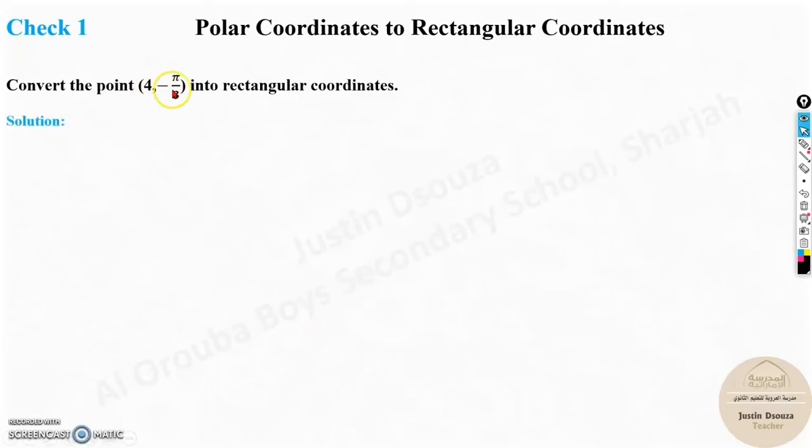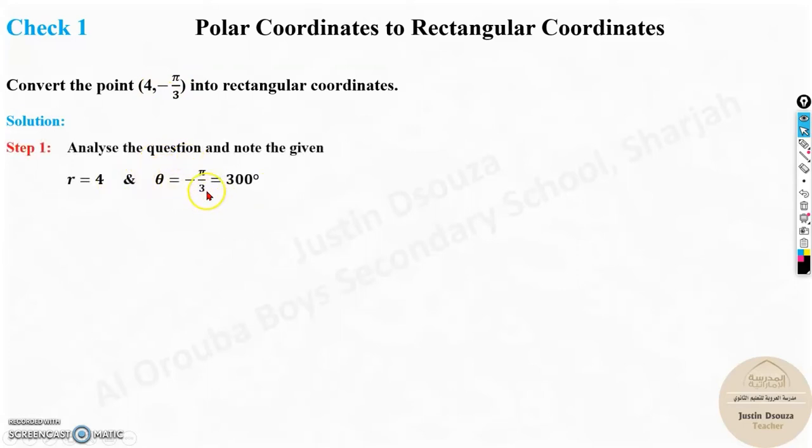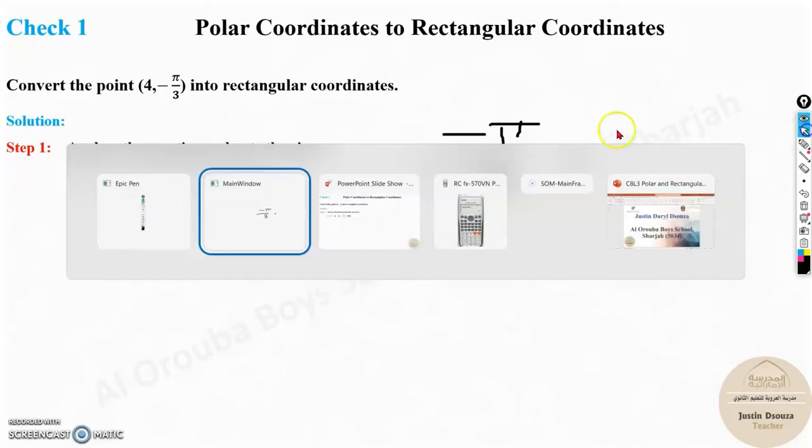So here the only thing is it's minus pi by 3. So what do you get? Theta is, okay, I'll tell you what happened over here. Minus pi by 3. What is the angle?